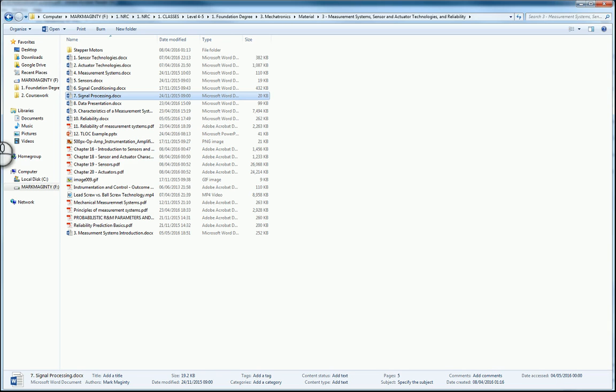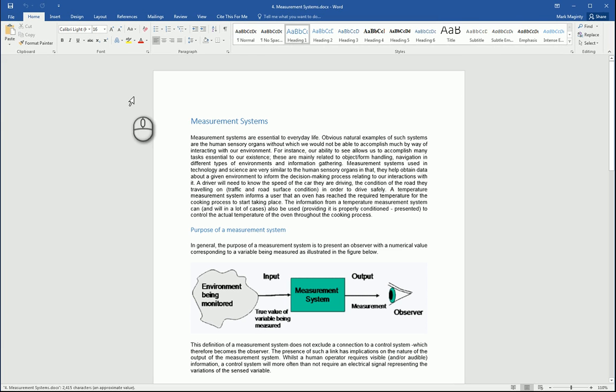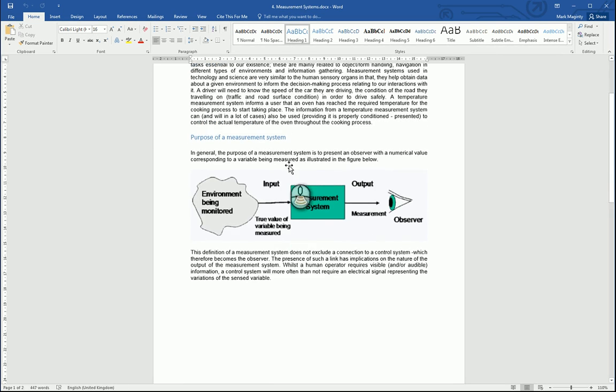Evening once again. We're going to have a quick in-depth look at the measurement system, each of the different sections. We have, for instance, the more in-depth measurement systems handout, number 4 this particular one is, mainly based around where the introduction was, leading on to a little bit more information.